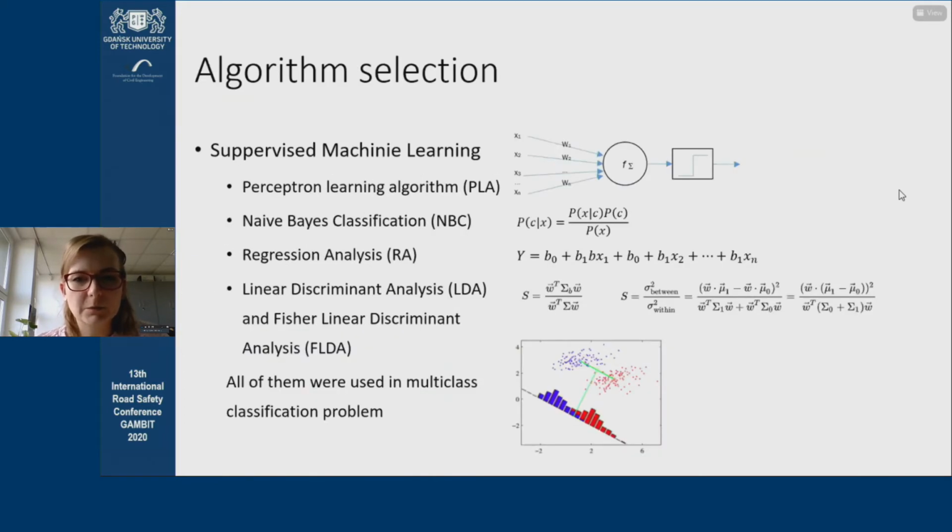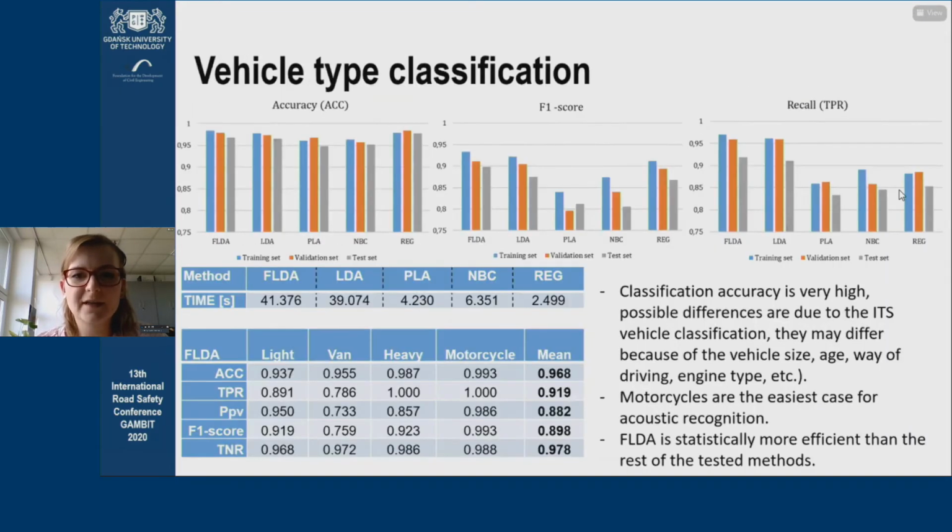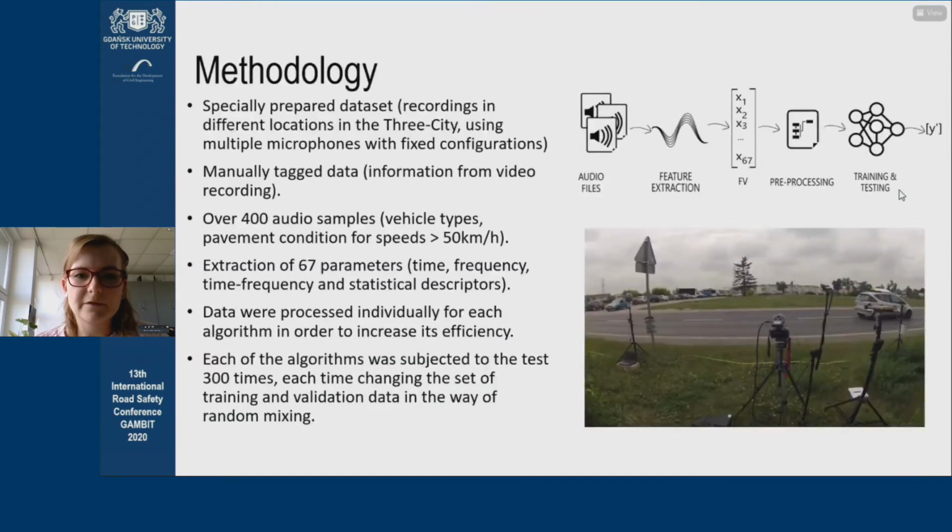In the case of the selected algorithms, we've chosen 5. Since we analyzed a multi-class phenomenon, we designed the set of algorithms to be able to analyze it. So we have the perceptron learning algorithm, naive Bayes classification, regression analysis, linear discriminant analysis, and Fisher linear discriminant. All of them were used to analyze multi-class systems.